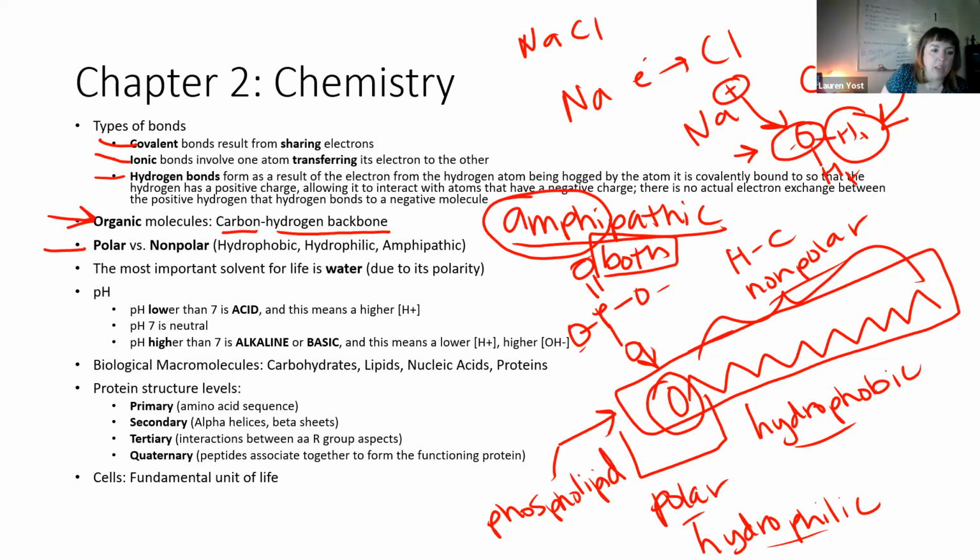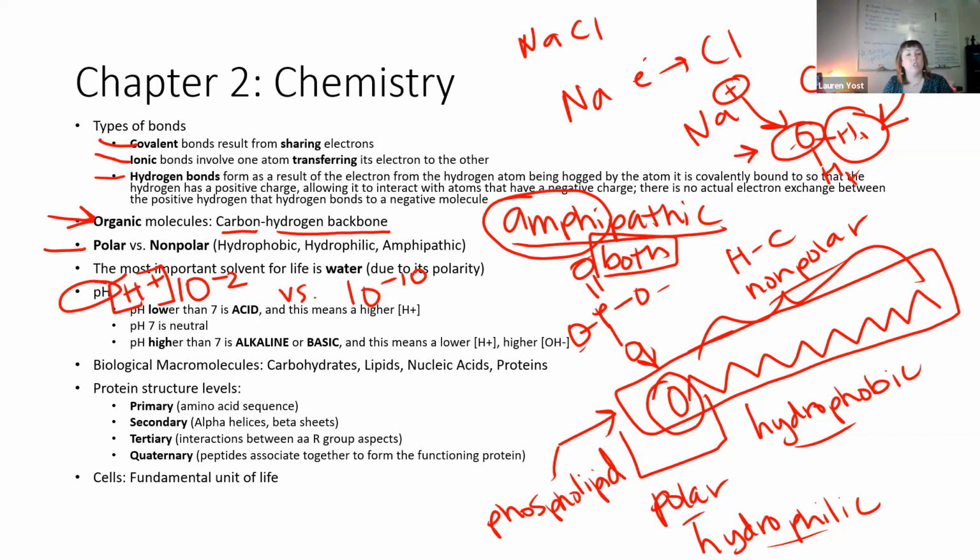pH, the concept of pH. Remember that pH is a logarithmic scale. So we are talking about concentrations of hydrogen ions. And again, that's going to be the H+ ions in a solution. Hydrogen ions. So a measure of the concentrations of these guys, in terms of 10 to the negative something. So 10 to the negative 2 versus 10 to the negative 10.